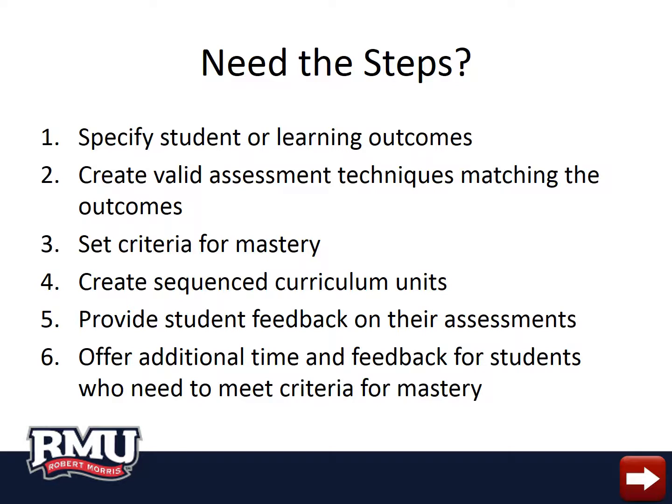Not everyone likes a diagram, so I thought it might be great to show you the steps. In order to use mastery learning in the classroom, first thing that has to be done is the student objectives are specified. A valid assessment is used to match the outcomes, and that's when that first quiz is given. Criteria for mastery would be at what percentage does that student have to have mastery for the assessment.